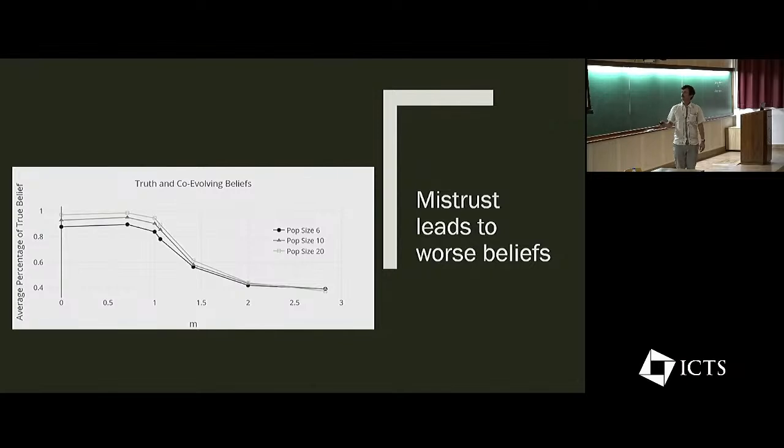But then once m becomes large enough that agents stop listening to one another, that effect quickly reverses, and you end up, for large values of m, with fewer than half of the beliefs being accurate. In fact, agents are wrong more often than they're right in this model for large m, which is bad. That's like a bad group learning outcome.